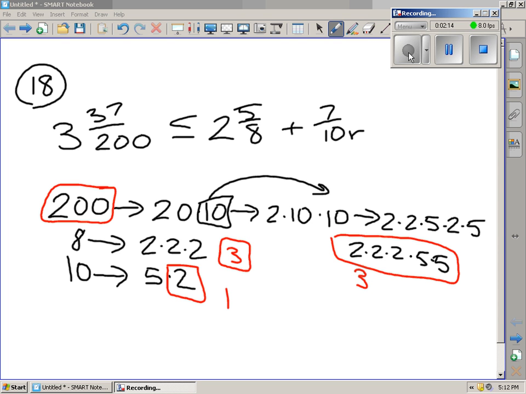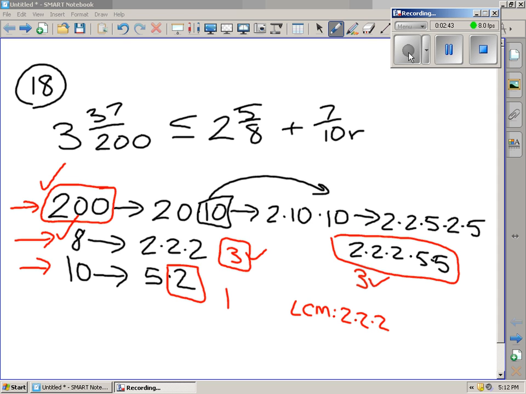So we need to look at 200, compare it to 8, and compare it to 10, and see in which prime factorization the factor 2 is used the most. It's used the most in 200 and 8. There's a tie here. It's used 3 times in each of those numbers. So in our least common multiple, we need to include 3 factors of 2.